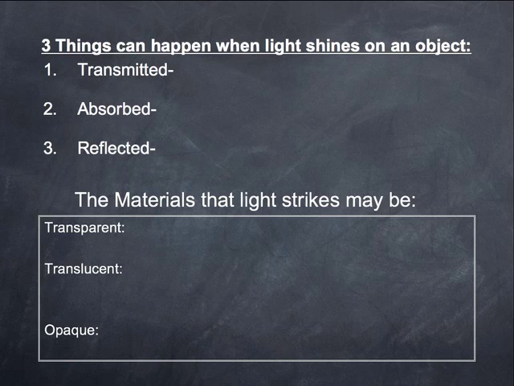So, when light shines on an object, a few things can happen to it. It can transmit that light, it can absorb that light, or it can reflect it. Okay? Transmitted means light just passes through. What does absorb mean?